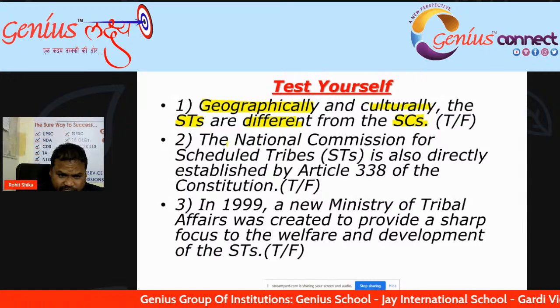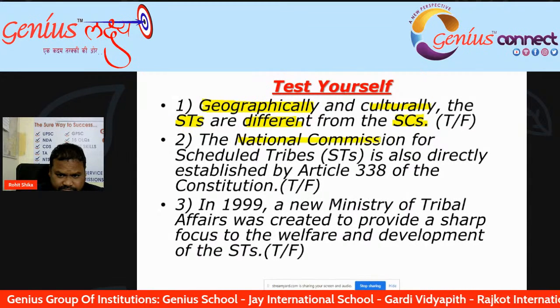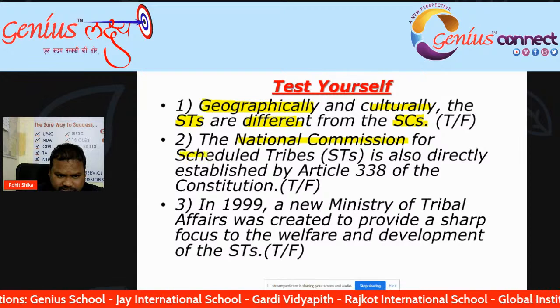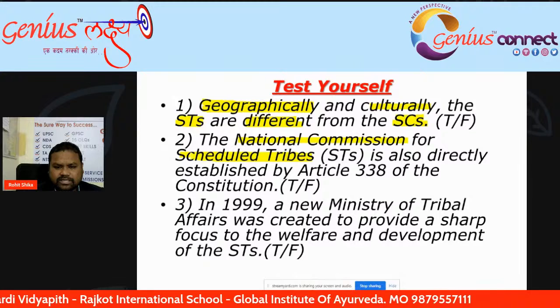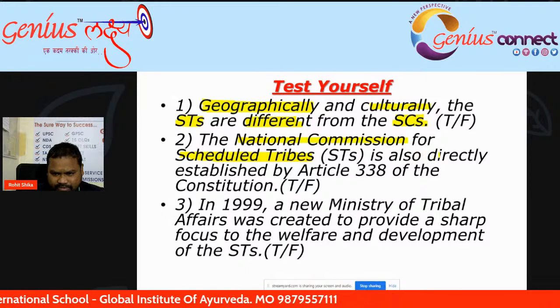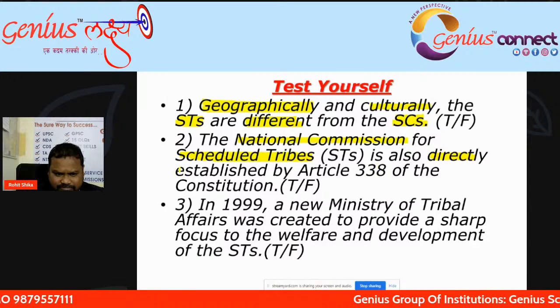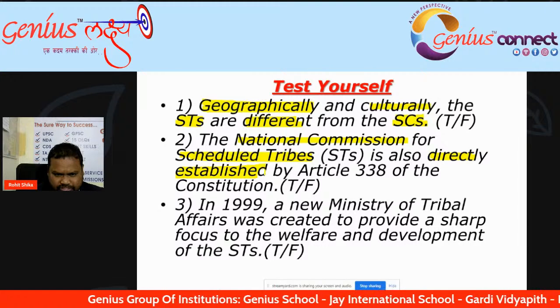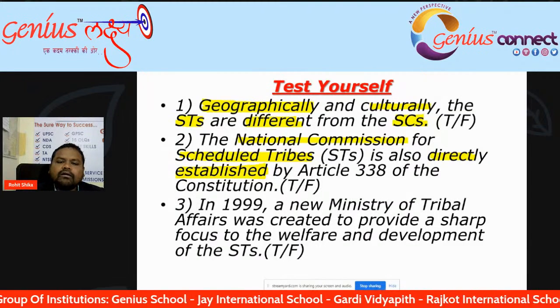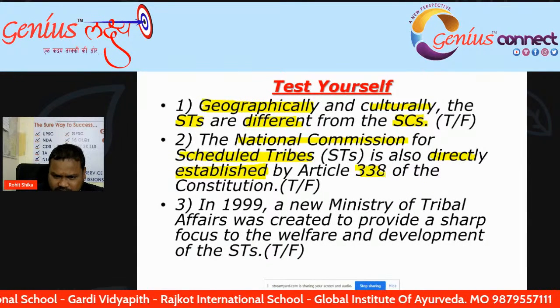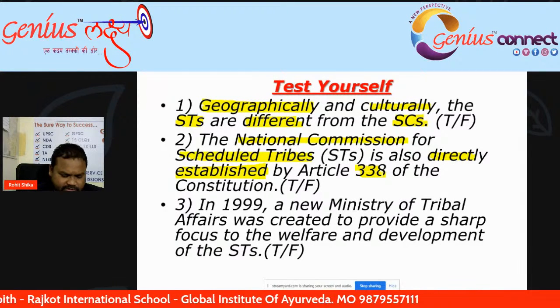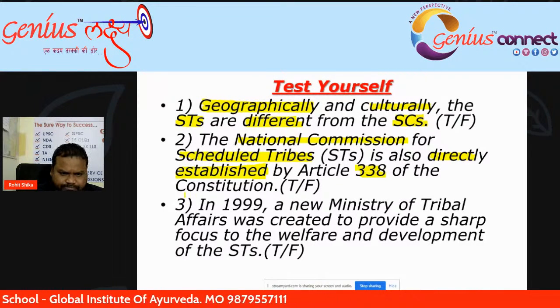The National Commission for Scheduled Tribes is directly established or set up, or it has been constituted by Article 338 of the Constitution.